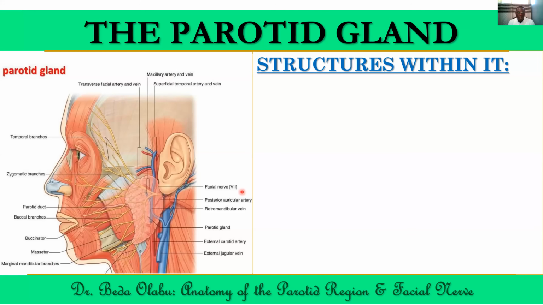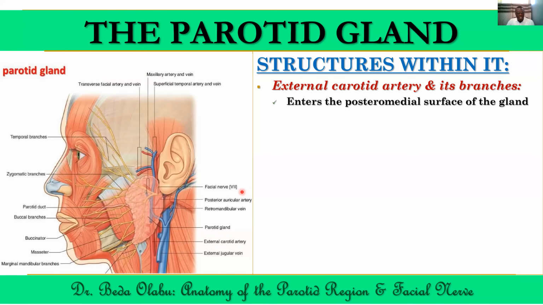As we talk about relations of the parotid gland, it is important to remember that other than the structures which surround the parotid gland, we also have structures which go through the parotid gland. In particular, I can group them into three entities. One, we have the external carotid artery and its branches. The external carotid artery, as I've mentioned to you earlier, enters the parotid gland through its posteromedial surface. So it is initially a posteromedial relation, then a structure within the gland.